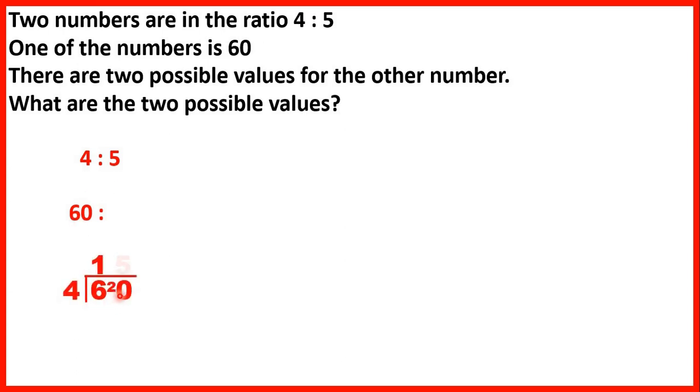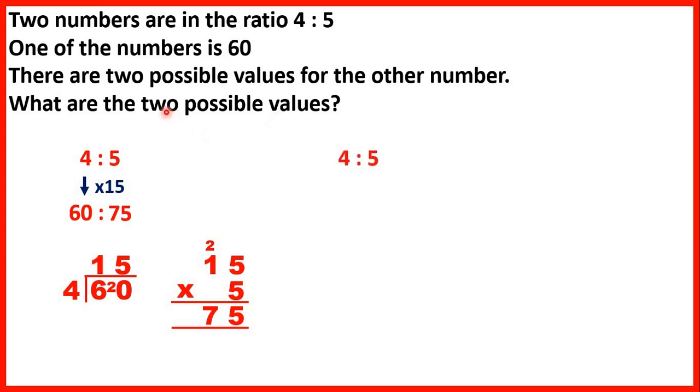Well, if we divide 60 by 4, we get 15. So 4 times 15 is 60. So we need to work out 5 times 15 to find the other number in the ratio. And 15 times 5 is 75. So that's one possible value.